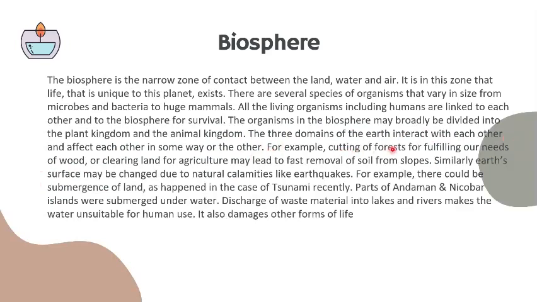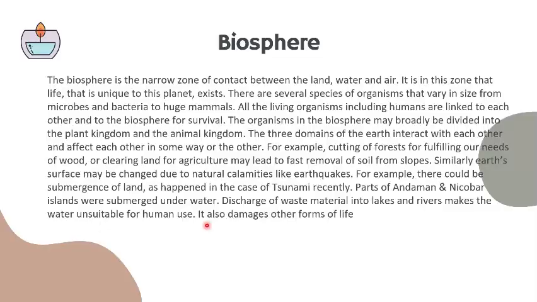For example, the cutting of forests for fulfilling the need of wood or clearing the land for agriculture or development may lead to fast removal of soil from slopes. Similarly, Earth's surface may be changed due to natural calamities like earthquakes. For example, there could be a submergence of land, as happened in the case of the tsunami recently. In this past activity, parts of Andaman and Nicobar Islands were submerged underwater. Discharge of waste material into lakes and rivers makes the water unsuitable for human use.